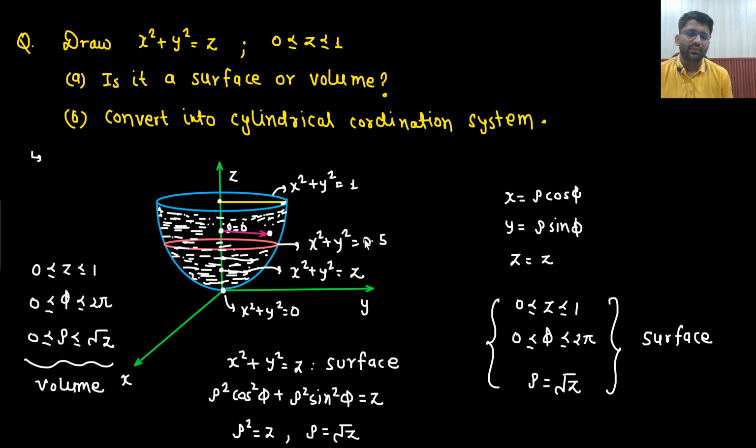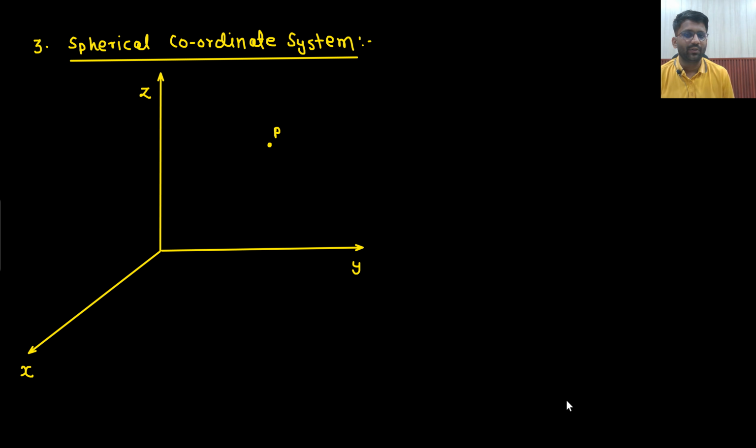Okay. So this was about cylindrical coordinate system. Next we are going to study about spherical coordinate system, but after a break. I will take a break, then I will come back and we will study about spherical coordinate system. Again you need to reach the point P, but there will be a different way of reaching this point P. So we will study about that, but after a break.